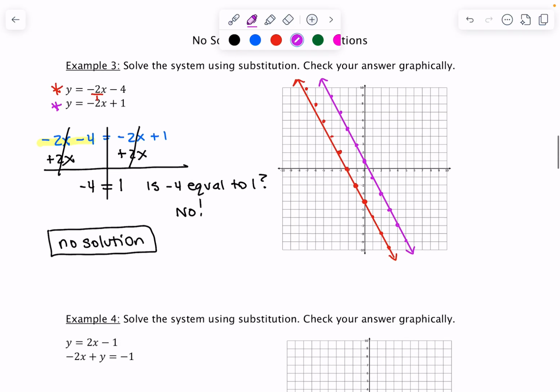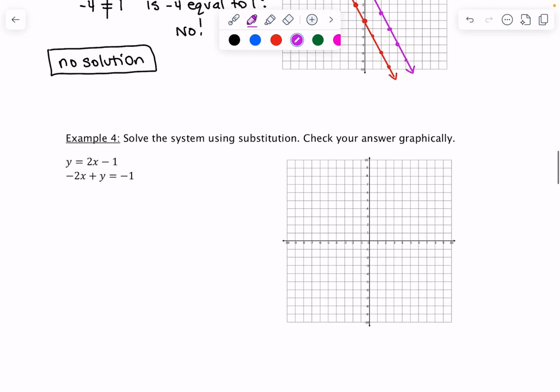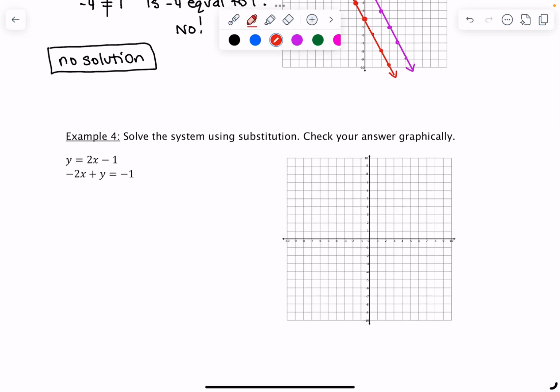Okay. And then we have what looks like infinite solutions. So in this example, I've got y equals 2x minus 1. I'm going to plug it in for the y in the other equation. That arrow is really hard to read, but we're plugging it into that y right there. So instead of -2x plus y, it's going to be -2x plus, and then I'm going to replace it right here with that 2x minus 1, equals -1. So I'm just substituting this in right here for the y.